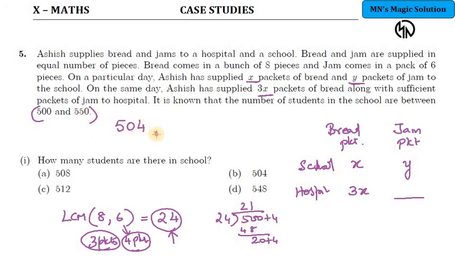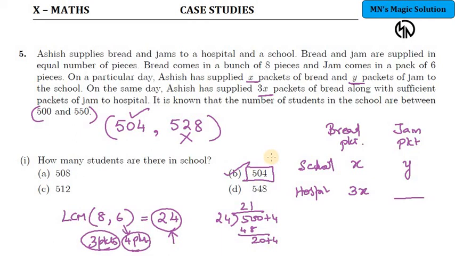Then what will be the next multiple after 504? It will be 528. The multiple after this will be greater than 550. So these are the two multiples of 24 which lie between 500 and 550. Now see which is present in the options. 528 is not there at all in the set of options given to you. Only 504 is there. So the answer is option B, which is 504. This is the student strength in that school.